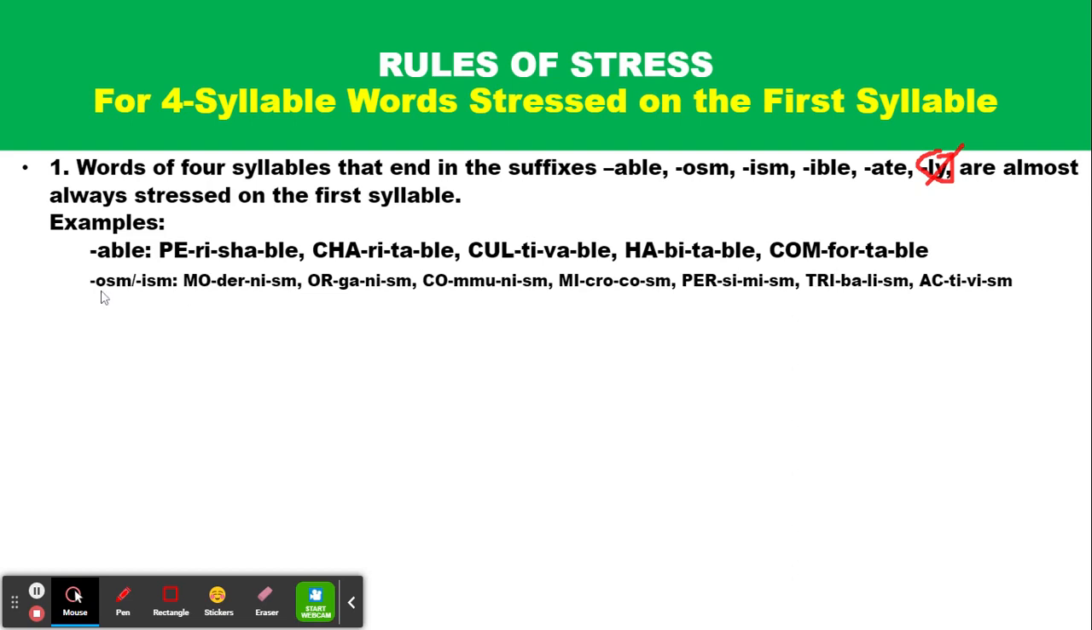And we have words ending in the suffixes osm or ism. We have modernism, organism, communism, microcosm, pessimism, tribalism, activism. You see, stress on the first syllable because those words end in these suffixes, all right?